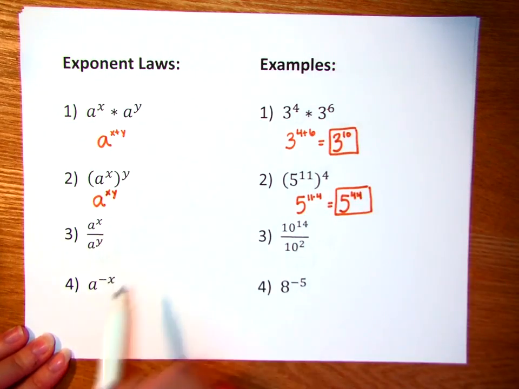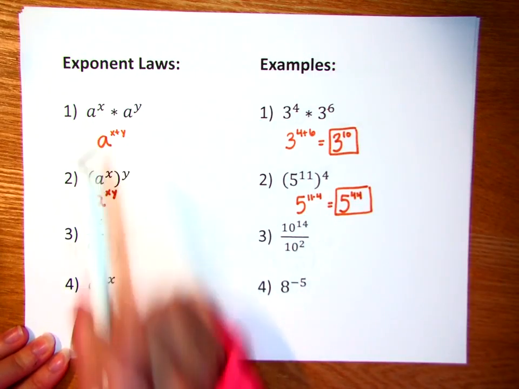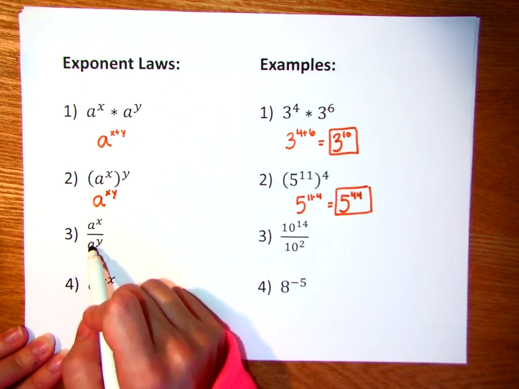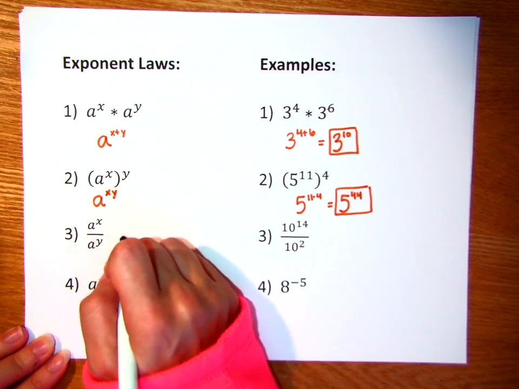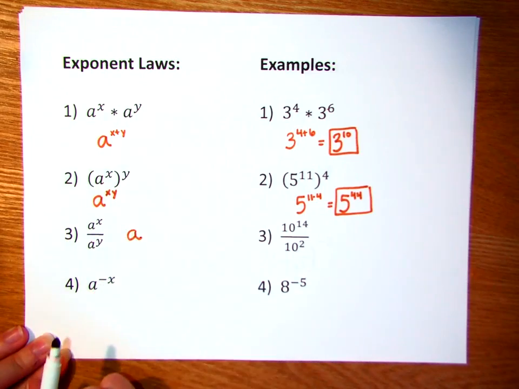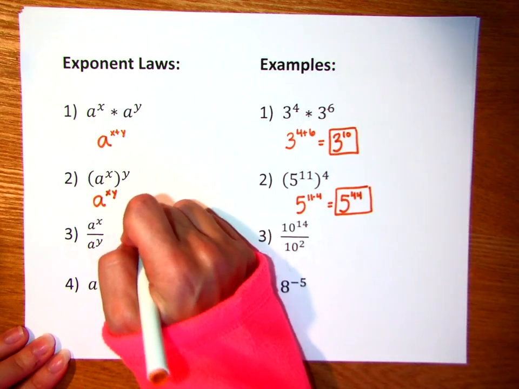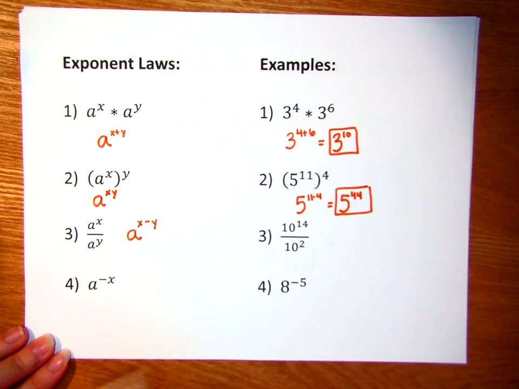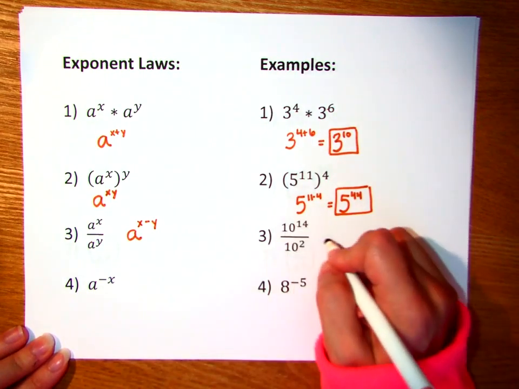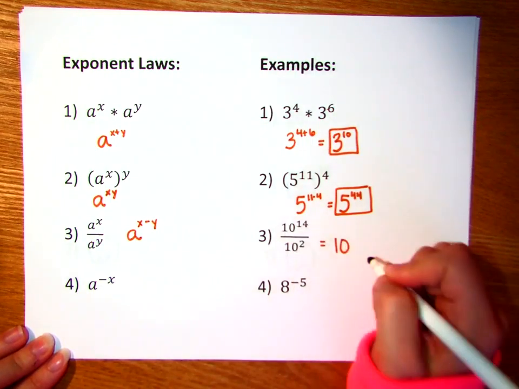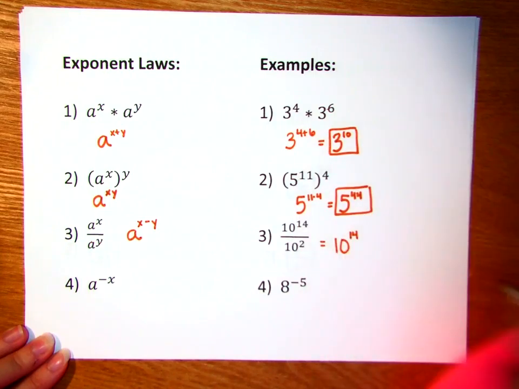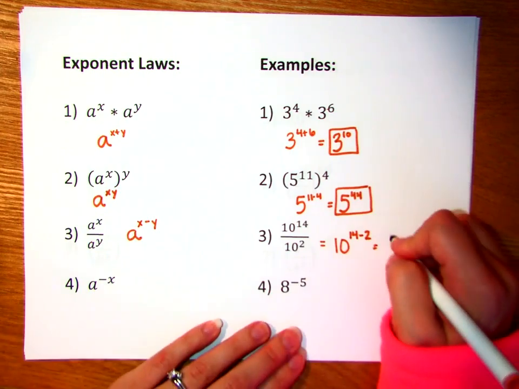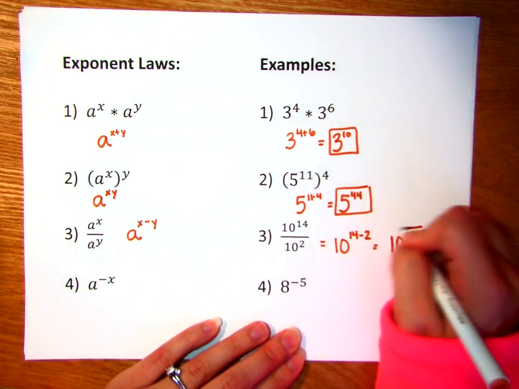When you have division, it's actually the opposite of up here, in which you'll notice you have the same base, but you're dividing it this time. You keep the base, but you're going to subtract the exponents. No matter what the signs are, it's always going to be the top exponent minus the bottom exponent. So in this case here, I have the same base of 10, so I keep the base of 10, and then it's the top exponent of 14 minus the bottom exponent of 2. So that's going to give me 10 to the 12th power.